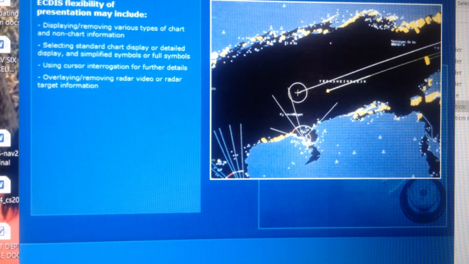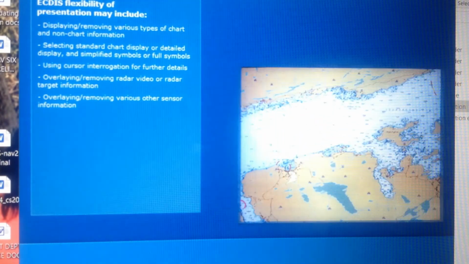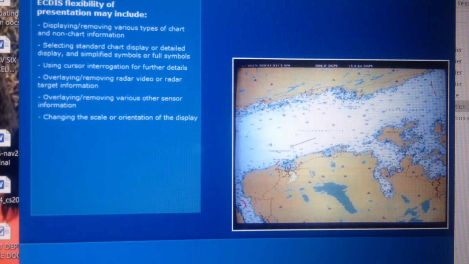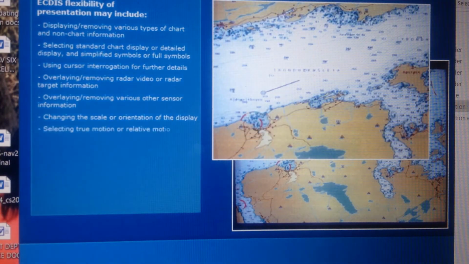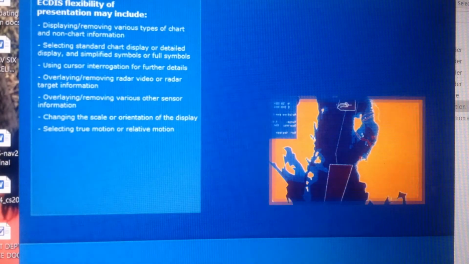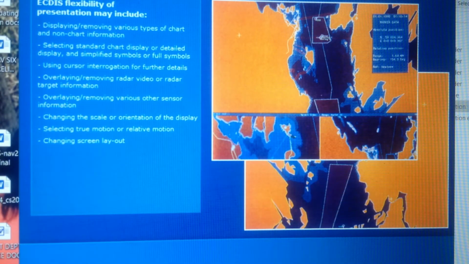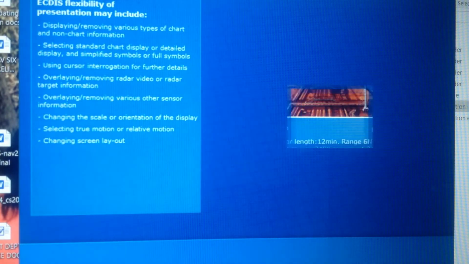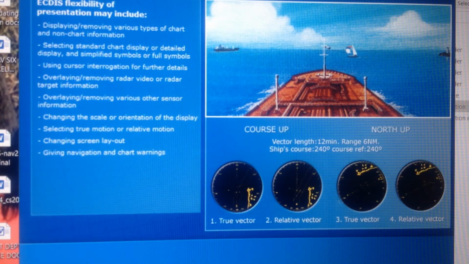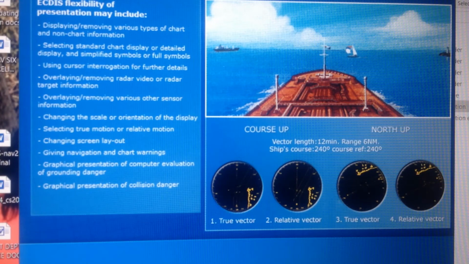Overlaying, removing radar video or radar target information. Overlaying, removing various other sensor information. Changing the scale or orientation of the display. Selecting true motion or relative motion. Changing screen layout. Giving navigation and chart warnings. Graphical presentation of computer evaluation of grounding danger. Graphical presentation of collision danger.